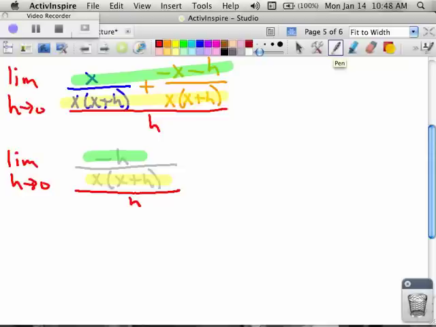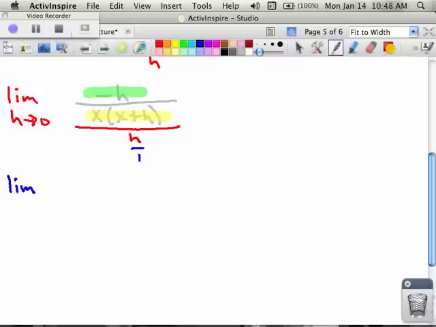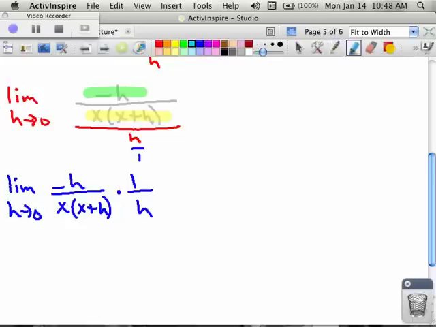This h here is really the same as h over 1. Why am I showing you that? Because when you divide fractions, you invert and multiply the denominator. What does that mean? That means I have the limit as h is turning into 0 of negative h over x times x plus h, times 1 over h. And now what I see is that my h's top and bottom can reduce. Or in other words, they're gone.